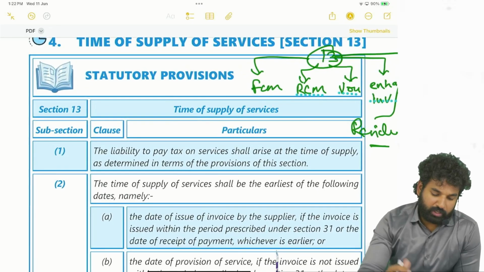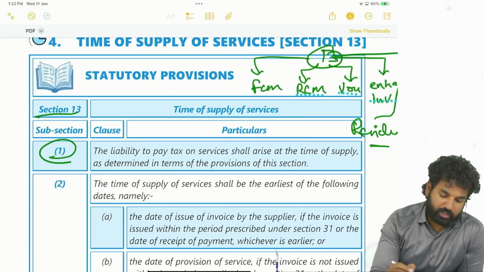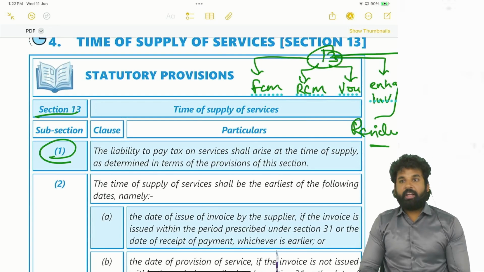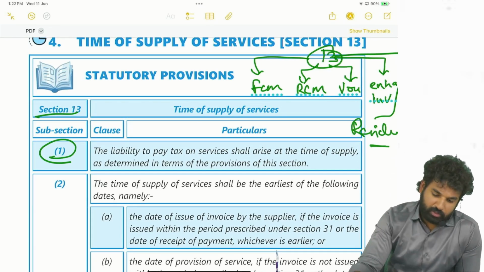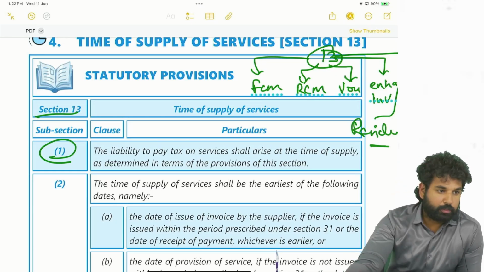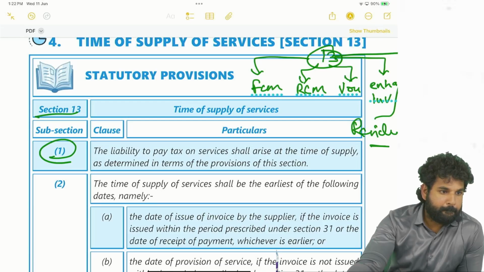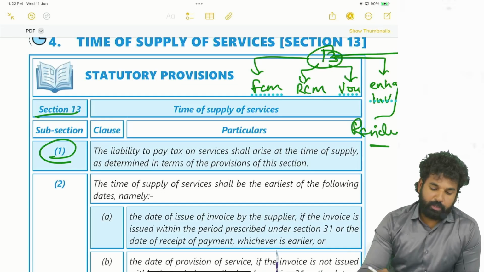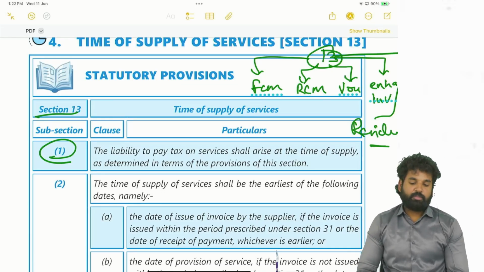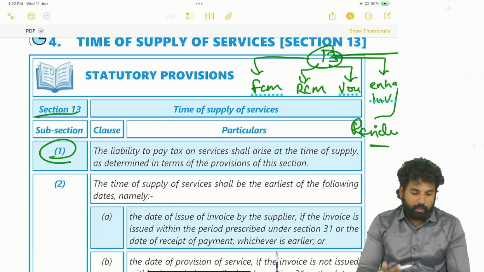Okay. So out of that, section 13 subsection 1 is a nominal provision where it is telling that the liability to pay tax on services shall arise at the time of supply as determined in terms of the provisions of this section. Okay, right.